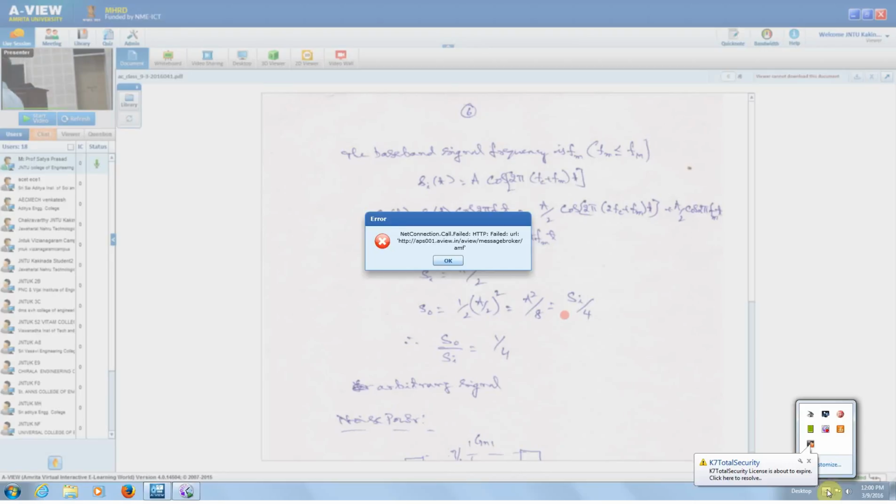So if you have the signal as SI, after the multiplication process and the filtering process, the output power has reduced by 4 times, SI by 4. Therefore, the ratio between S0 by SI is 1 by 4 that we are going to have.